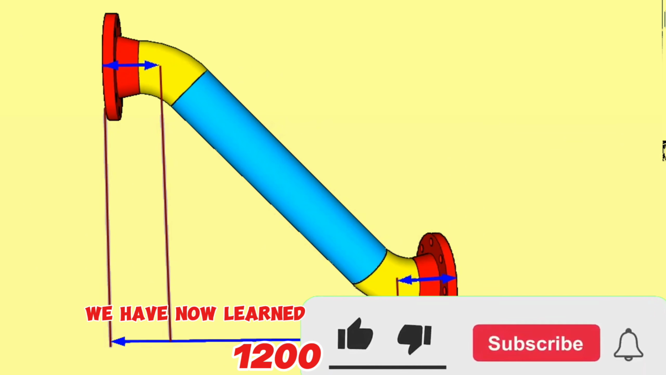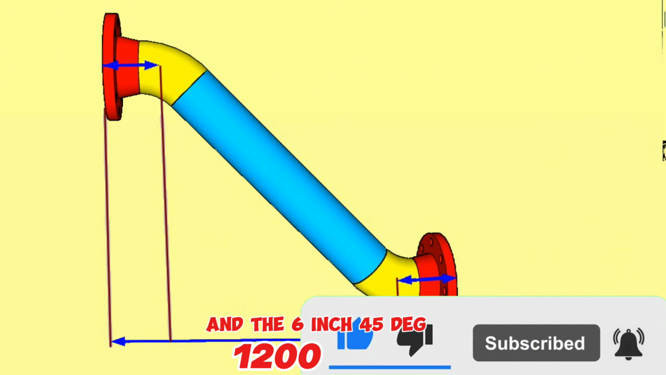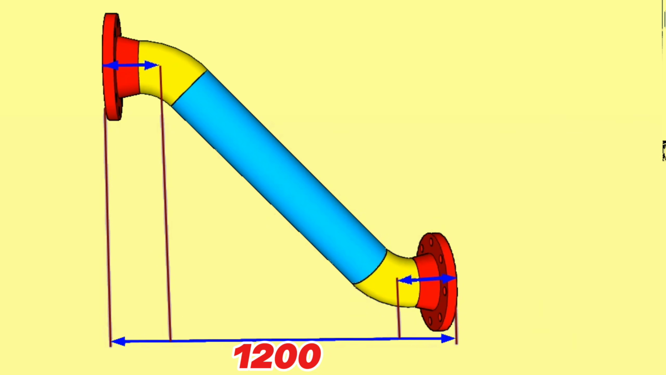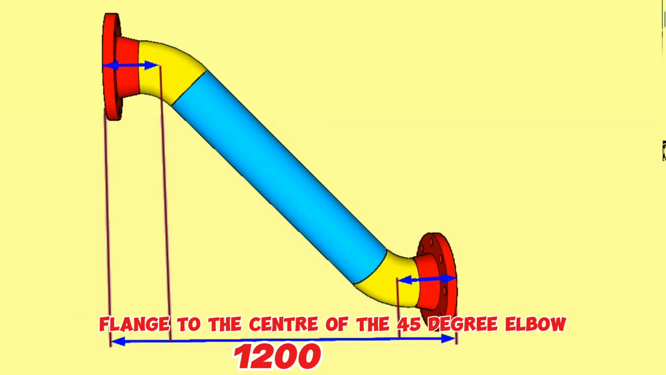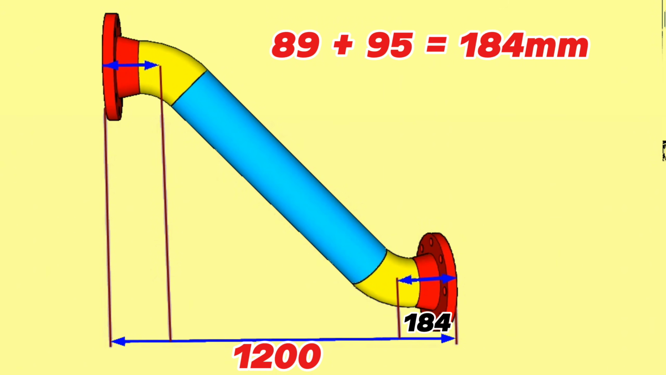We have now learned the lengths of the 6-inch weld neck flange and the 6-inch 45-degree butt weld elbow. Let's calculate the distance from the face of the weld neck flange to the center of the 45-degree elbow. 89 plus 95 will equal 184 millimeters. The other side of the pipeline will be the same calculation. The distance from the face of the weld neck flange to the center of the 45-degree elbow will be 184 millimeters.